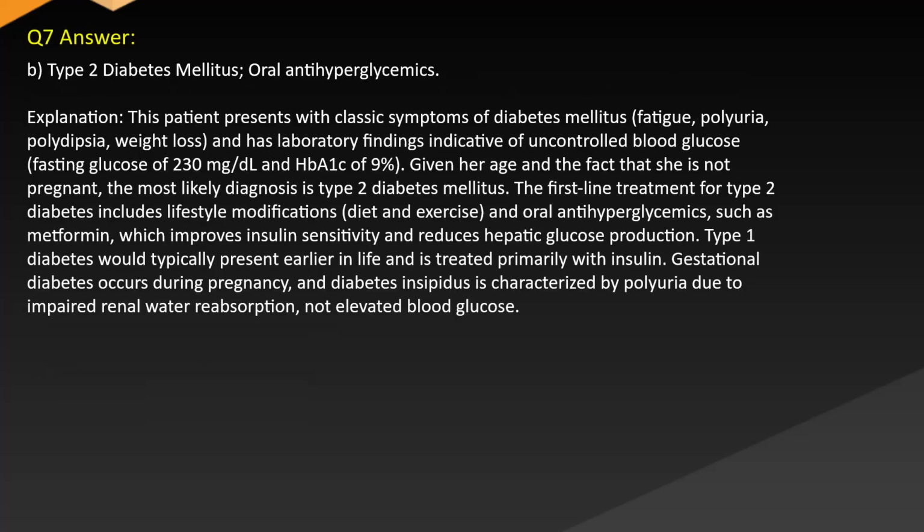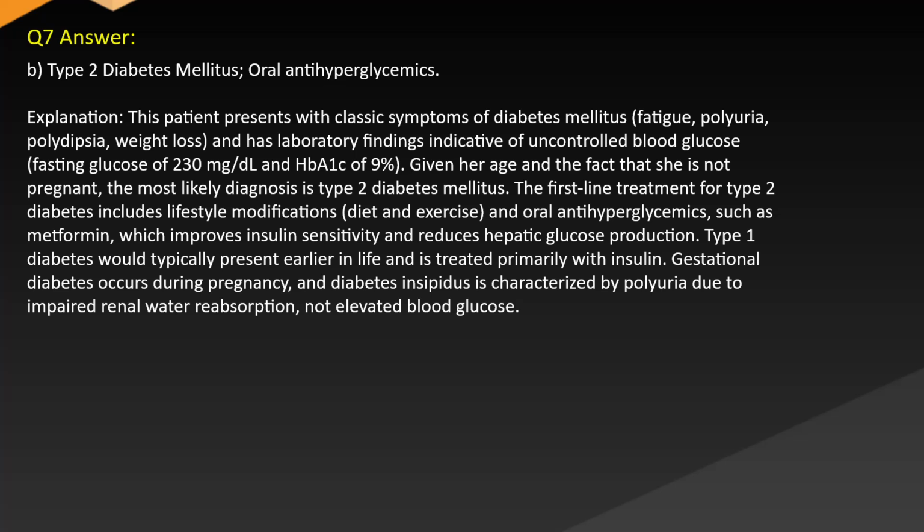Answer: B. Type 2 diabetes mellitus, oral antihyperglycemics. Explanation: this patient presents with classic symptoms of diabetes mellitus, fatigue, polyuria, polydipsia, weight loss, and has laboratory findings indicative of uncontrolled blood glucose, fasting glucose of 230 mg/dL and an HbA1c of 9%. Given her age and the fact that she is not pregnant, the most likely diagnosis is type 2 diabetes mellitus.